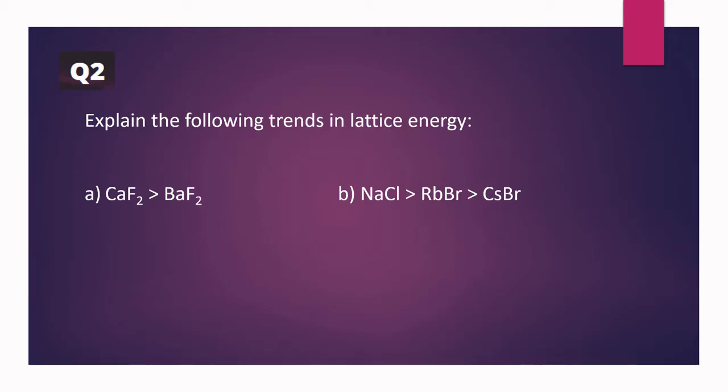Okay, another one is question number 2. Explain the following trend in lattice energy. You have learned about lattice energy in learning unit 2, part 2, if I'm not mistaken, which involves the ionic bonds. So how do we calculate a lattice energy and what are the factors that influence the lattice energy?